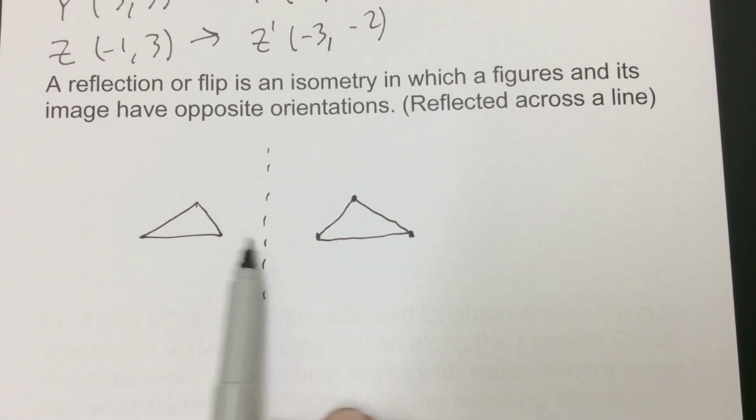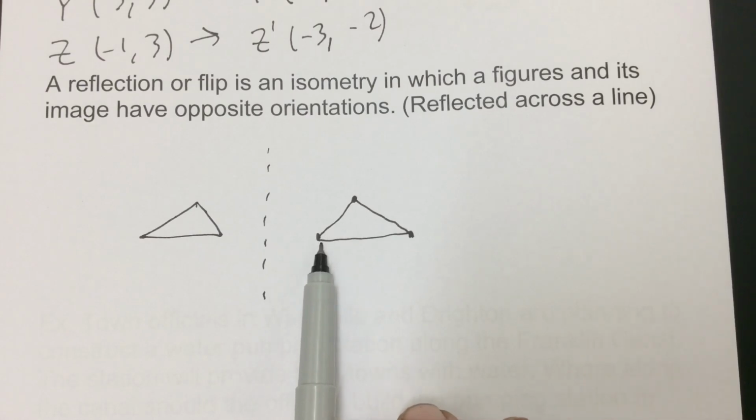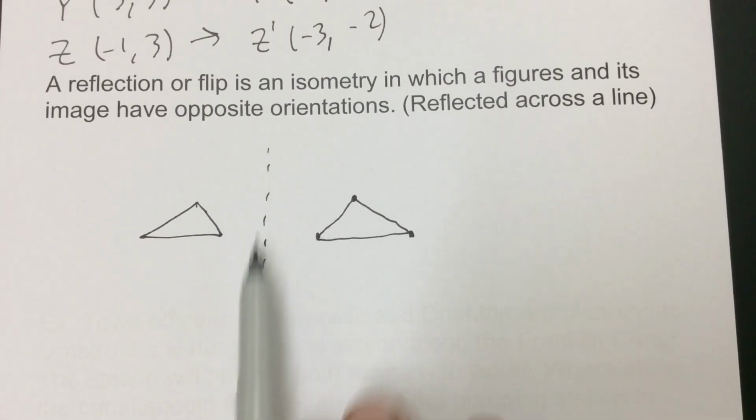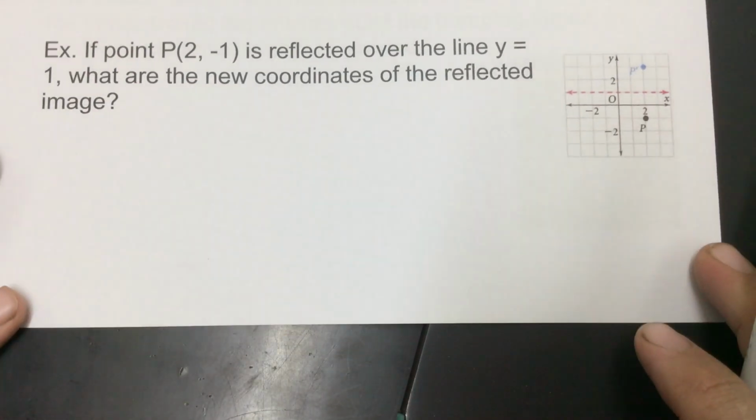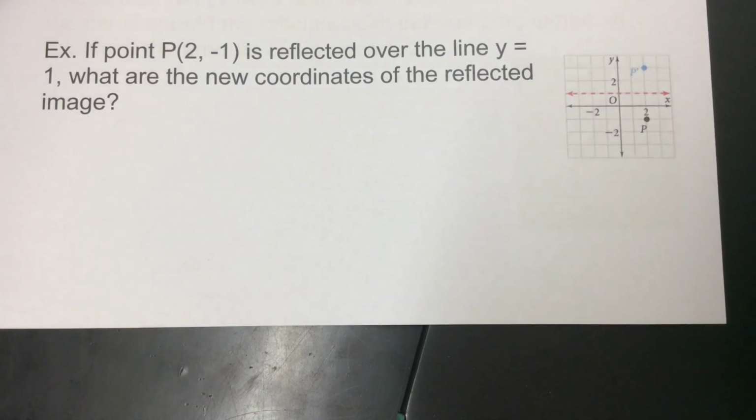However far we are away on the one side, we're going to be that same far away on the other. So here, being a vertical line, it's only the x's that are changing. Our y's aren't going to change. Now, if we do a horizontal line like this one here, we're only going to change our y's. We're only affecting it up and down.